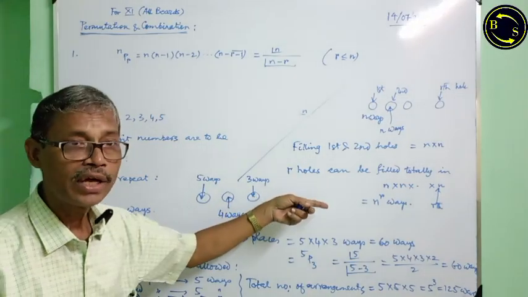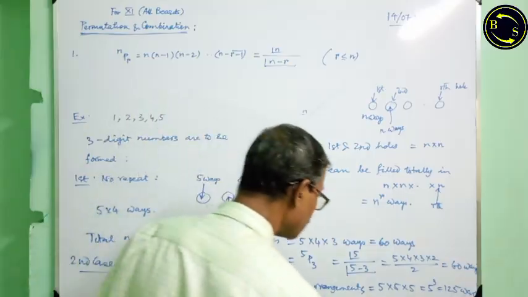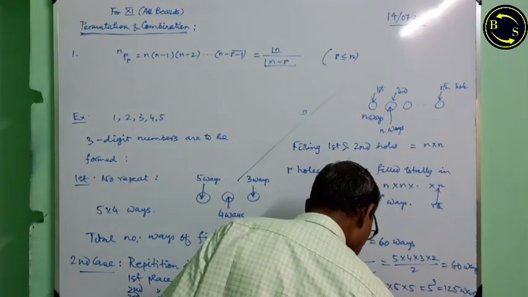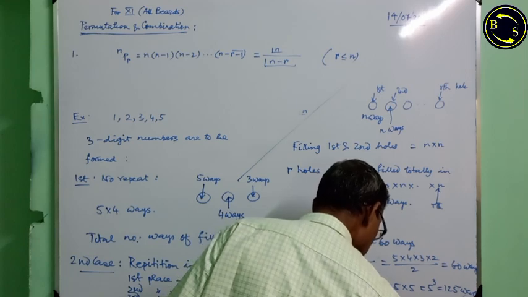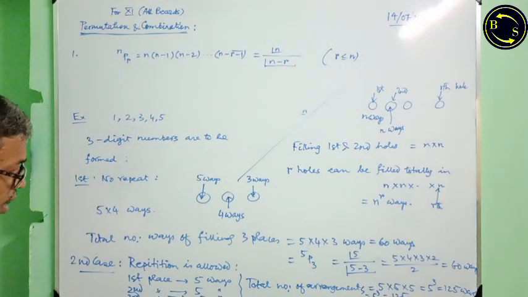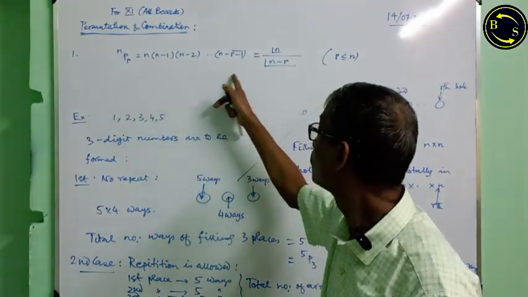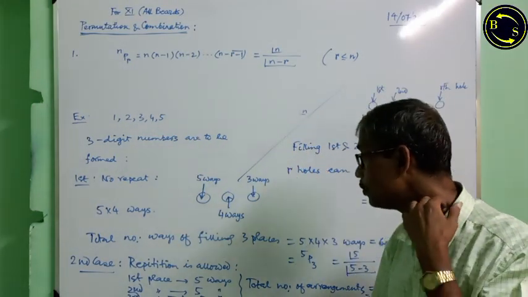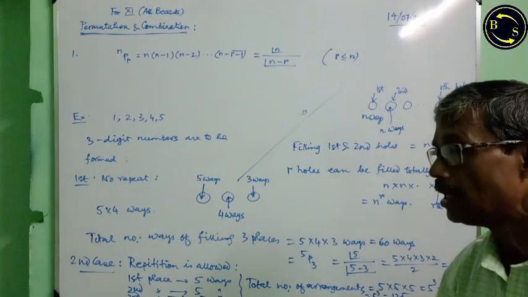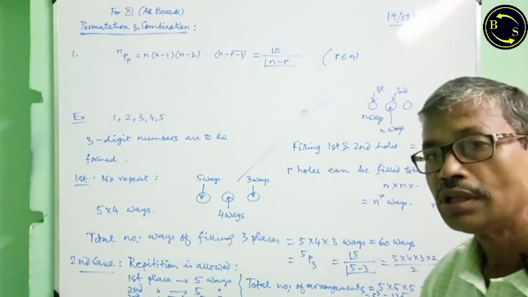Now, if we apply this theory, total number of arrangements will be n to the power r, that is 5 cube, that is also 125. Therefore, I have discussed from this original theory nPr, total number of arrangements in case of repetition as well as in case of no repeat.